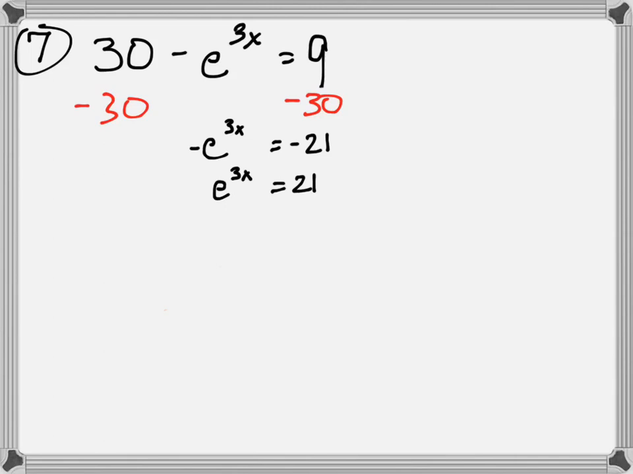Now, Allison, what do we need to do next? Fish. Go fishing. So log base e of 21 is equal to 3x. Now what do I need to do? Is the best way to write it as log base e? ln of 21 is equal to 3x.